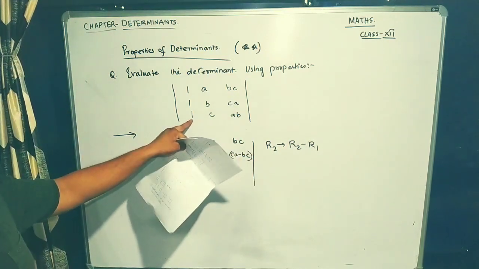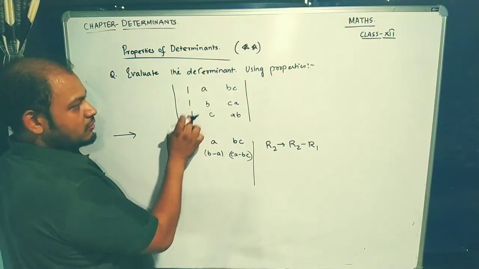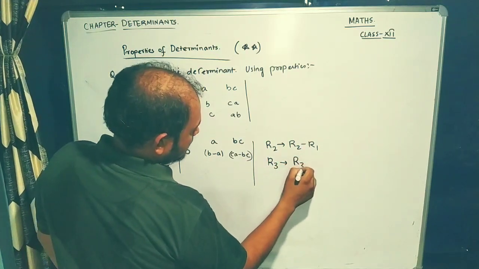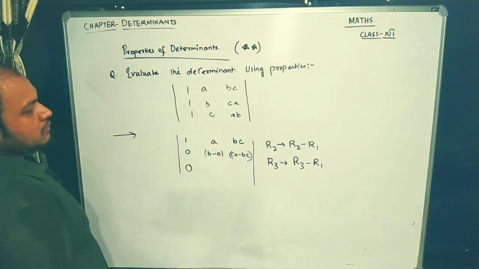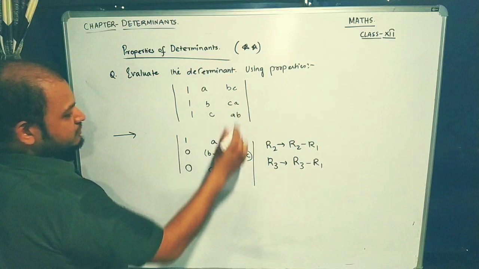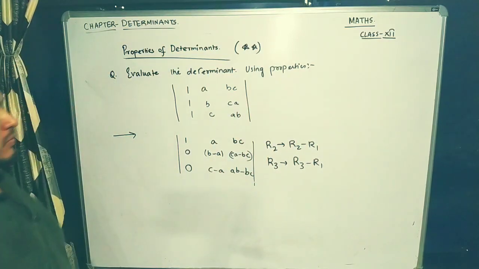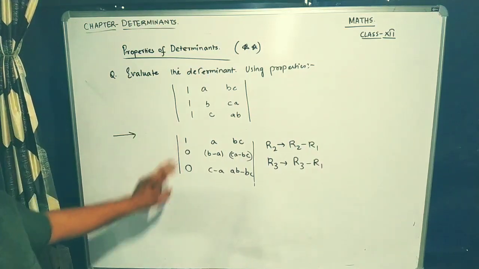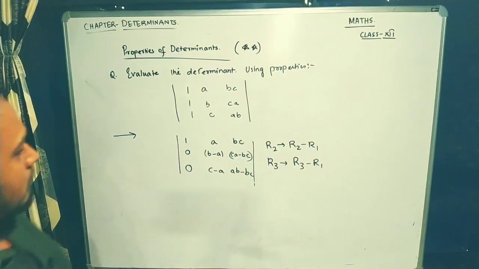Okay, then in the third row, how can I achieve a 0 at this position? Again, third row minus first row. So third row is changing to third row minus first row. See, 1 minus 1 is 0, C minus A, AB minus BC. So according to property number 6, this determinant is the same as this determinant. Okay, now what can we do now?